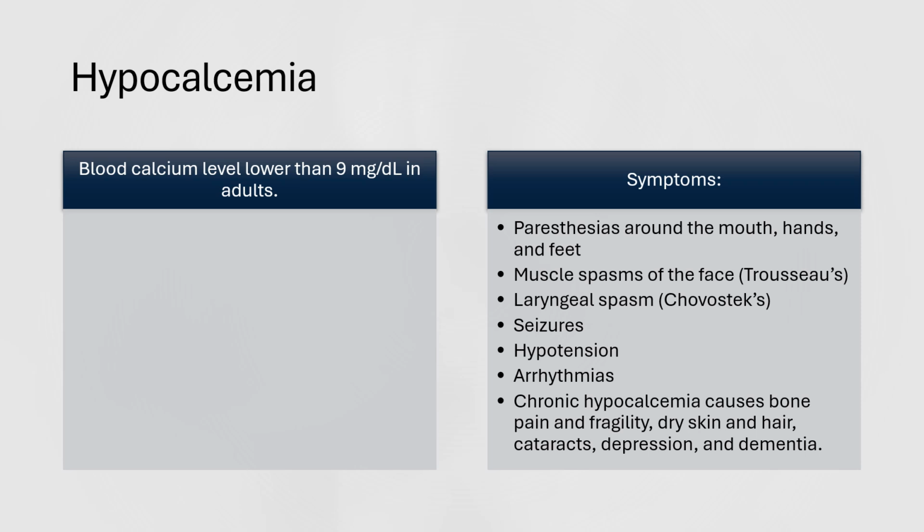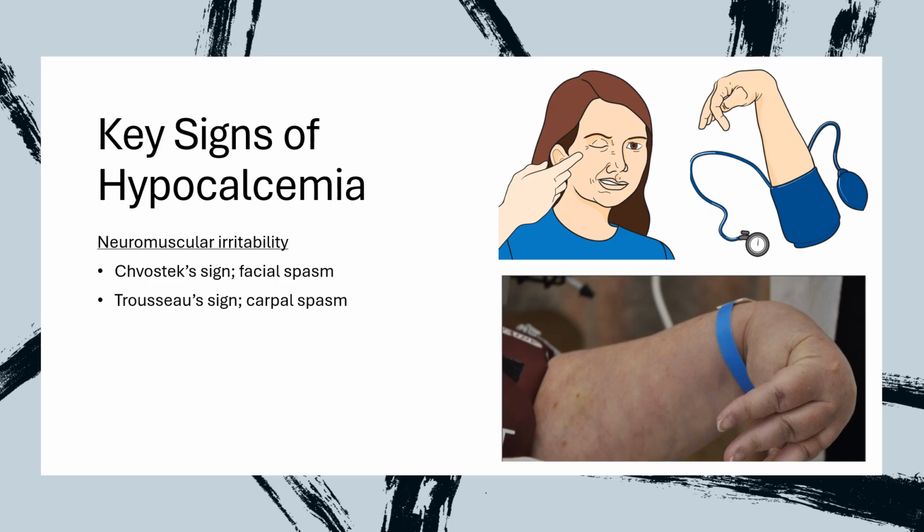Seizures, hypotension, arrhythmias, chronic hypocalcemia causes bone pain and makes the bones very fragile, dry skin and hair, cataracts, depression, and dementia. And both of these are signs. So if they have these signs, so if it's like a positive Chvostek sign, I'm very concerned about their calcium because these are the key signs for hypocalcemia. And basically, if I rub the side of my cheek, the patient will have this kind of smile. If I put a blood pressure cuff on the arm, it kind of twists inwards.